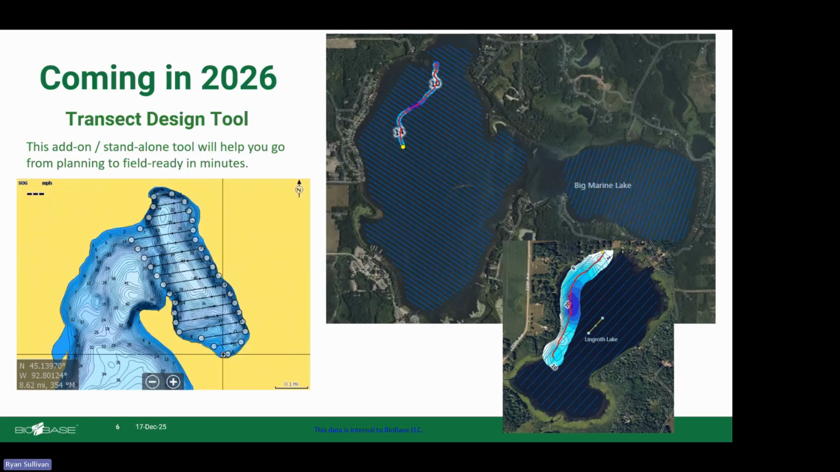The big one that's coming in the beginning of 2026 is our new transect design tool. You'll be able to draw your transects on a lake that you're planning on mapping and then import them into your unit, as you can see here. This is going to be another add-on or a standalone tool. So if you don't have a BioBase account or if you don't have a Lorentz or Simrad, you could still use the transect design tool, pull them in to record and do your own transects that way.